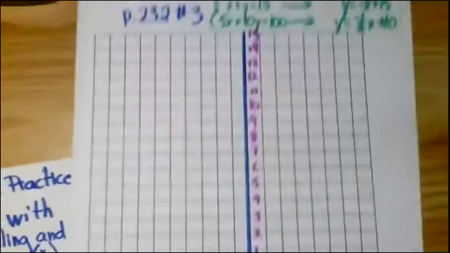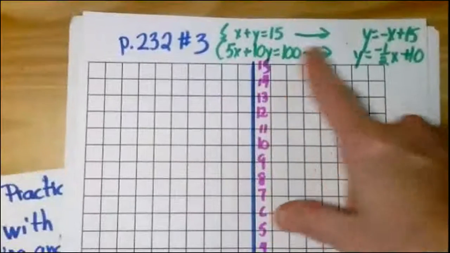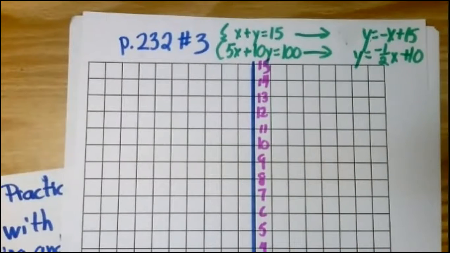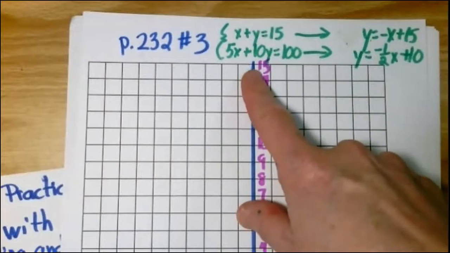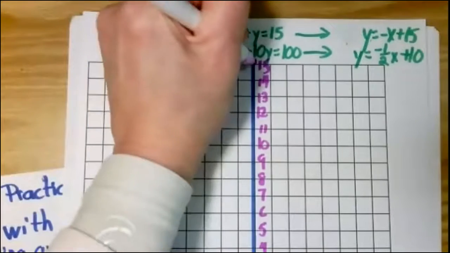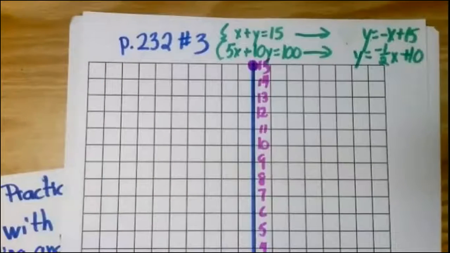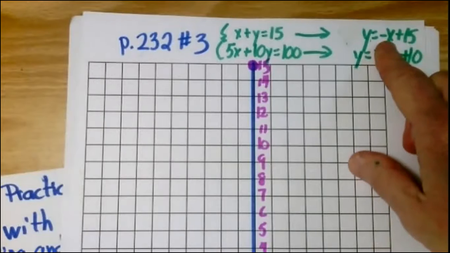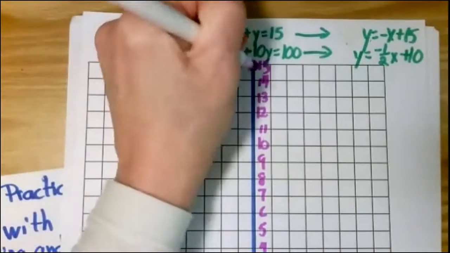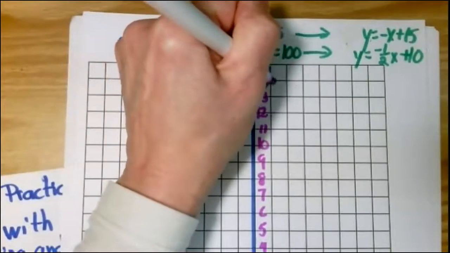My first one, this is in standard form that we rearranged to get into slope-intercept form. So we have 15 as our y-intercept. Put our dot right there. And our slope is negative 1/1. Down 1, to the right 1. Down 1, to the right 1.